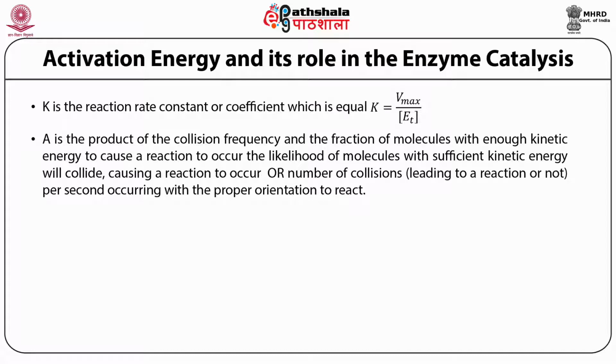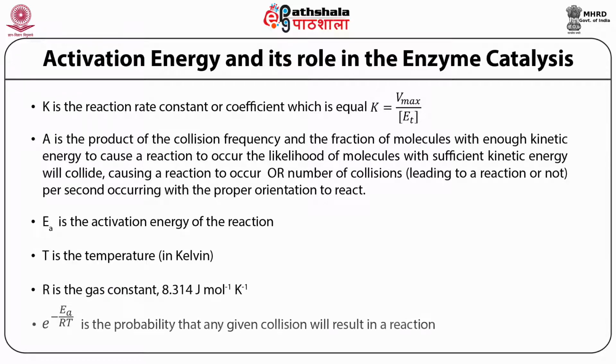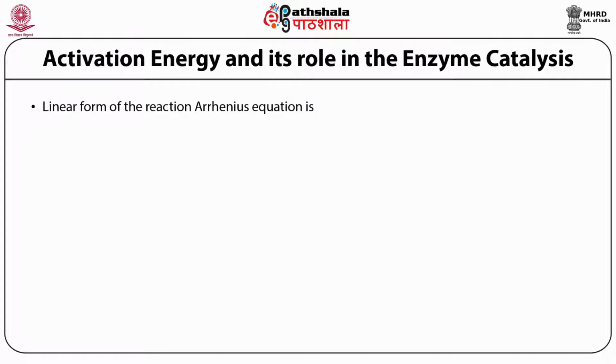Or in a simple way you can say, the number of collisions per second which occur with the proper orientation to react. EA is the activation energy of the reaction, T is the temperature in Kelvin, R is the gas constant, and e to the power minus EA upon RT is the probability that a given collision will result in a reaction. The Arrhenius equation is converted into linear form, and that form is log K equals minus EA upon 2.3 R into 1 upon T plus log A.